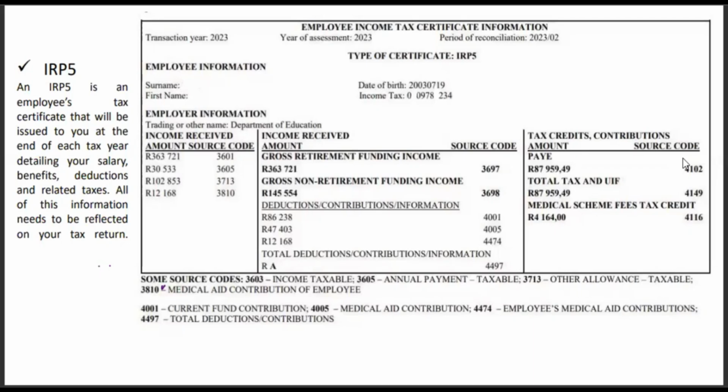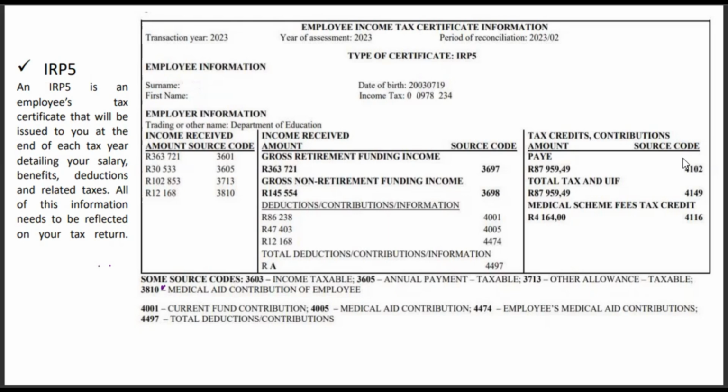All right, let's look at what we call the IRP5. IRP5 is a summary of what an employee has received, what has been deducted, and what benefits they had in one year. IRP5 would have represented a pay slip, in other words.